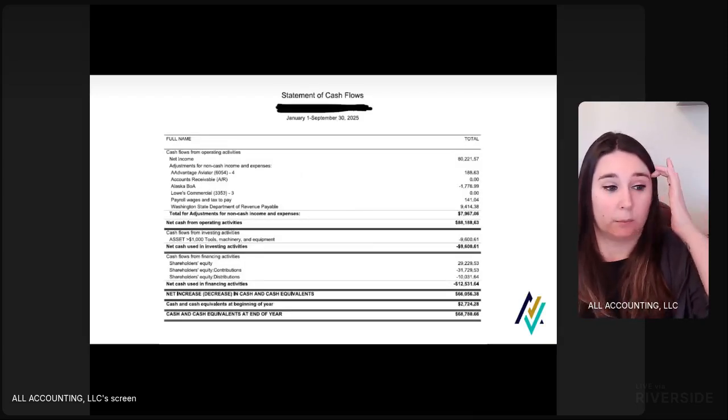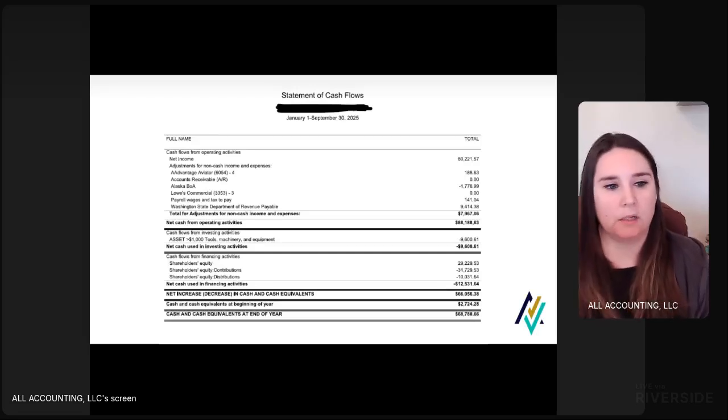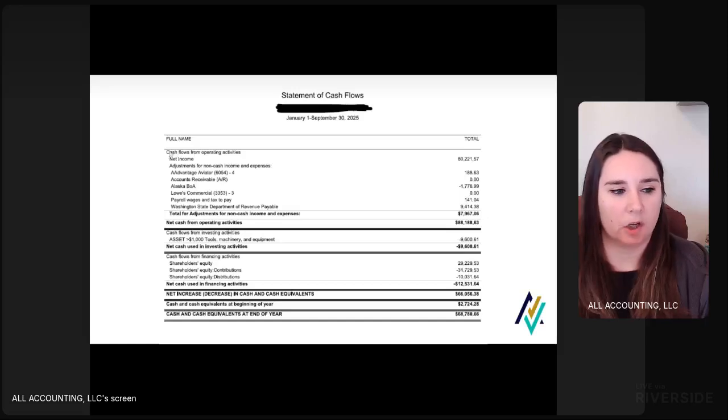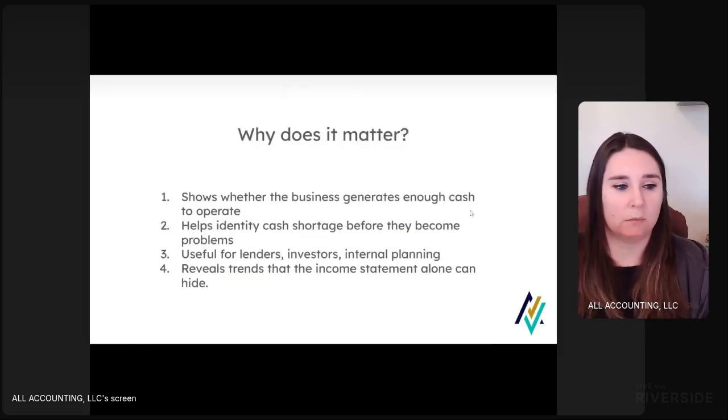So this is an example of what we have for a cash flow statement. At the top, you'll see cash flow from operating activities, this $80,000. That's actually going to be the bottom line from your profit and loss, your net income on an accrual basis. And then you can see all of these other items.